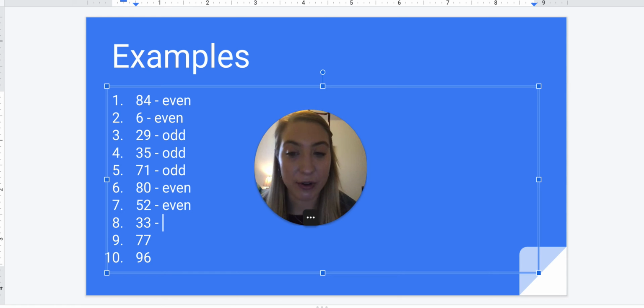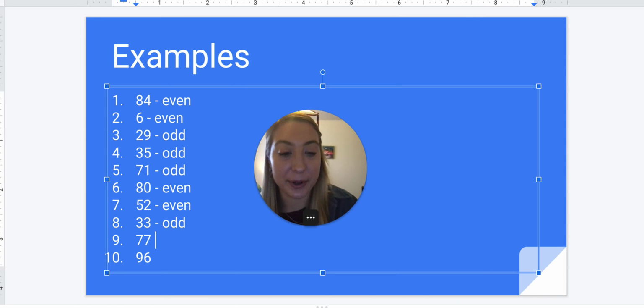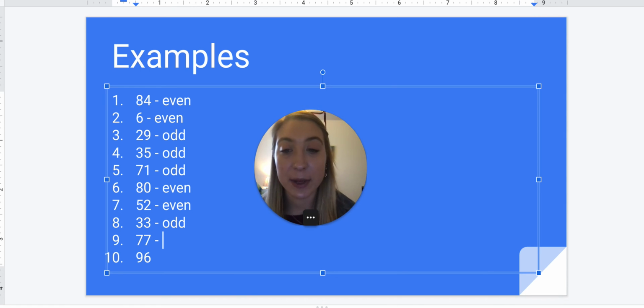So 33 is my next one. I'm just going to go straight to my ones place because that's what I'm looking for. 3, right here, this is my ones place. Is 3 even or odd? 3 is odd. Oops, I'm sorry. 3 is odd. So I know that number is an odd number. So now I'm going to 77. I'm going to go straight to my ones place. I see there is a 7 here. Now I'm going to look back and think, is 7 odd or even? 7 is an odd number.